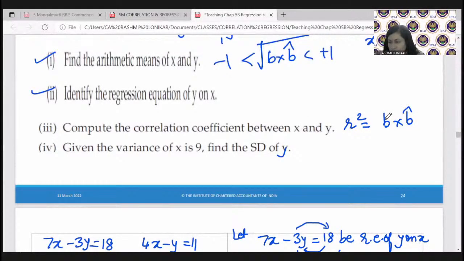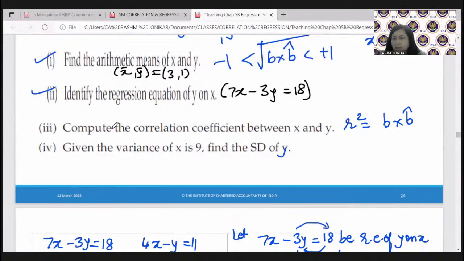So I know which is the equation of y on x and which is x on y. Identify the regression equation of y on x. y on x is 7x minus 3y is equal to 18. Okay. Arithmetic means are x bar, y bar, which is equal to 3 and 1. Okay. Third, compute the correlation coefficient. I have found this. This is equal to the square root of 7 upon 12, which is equal to 0.76. Okay. Third also we have found it. Now, given the variance of x is 9, find the standard deviation of y.